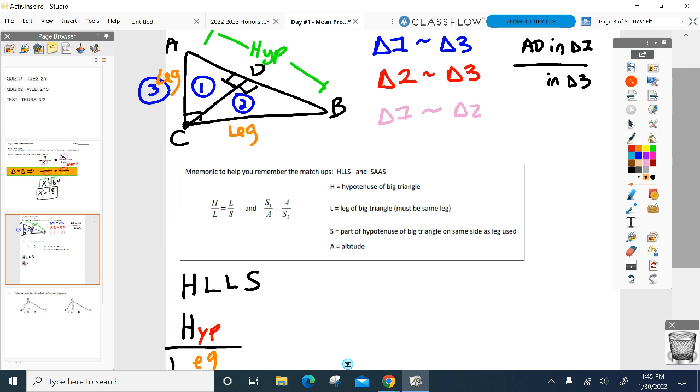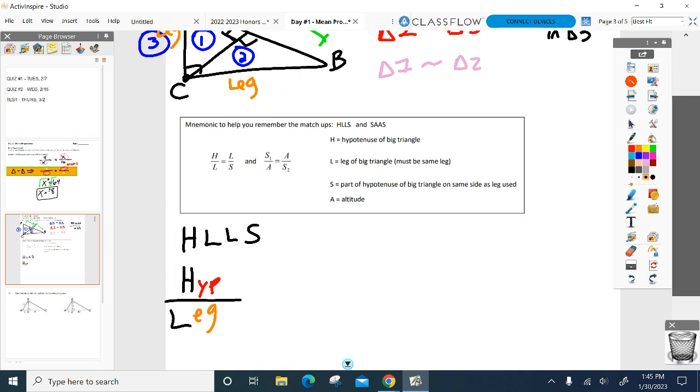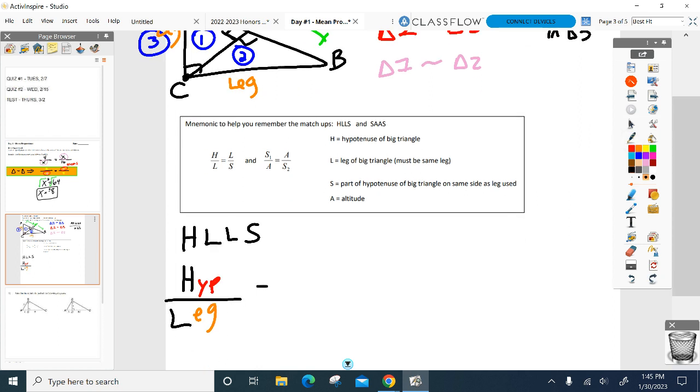Whatever one you have information about. Okay? It's not going to be like, should I use this? Or you're going to have information on one and not the other. All right, ready? This is where the magic comes in now. HL, L for leg again. So I just put the other leg in there? No! That's the same leg.